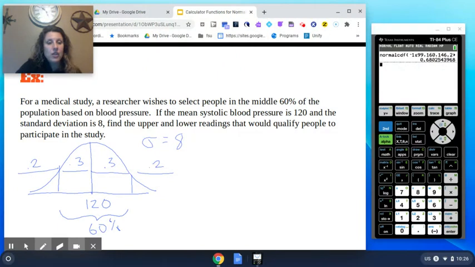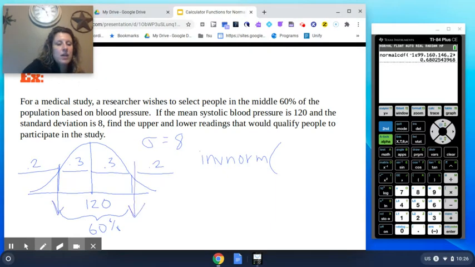Okay, the calculator function that we would use for this is inverse norm, because we're not looking for a probability. We know those probabilities. We know the areas under the curve. It is the lines, or the x values, that we want to find. So we want to know what is this line's blood pressure and what is this line's blood pressure, because we know it's centered at 120, but we don't know the boundaries for that middle 60%. So inverse norm is what we use anytime we know the probability and we're trying to get the data value.